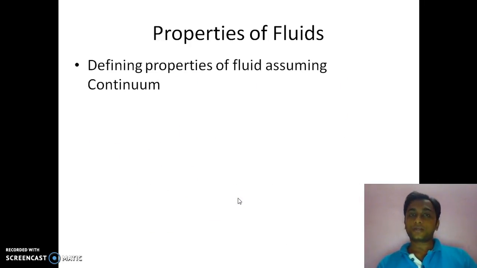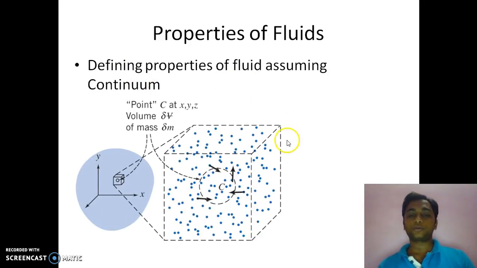Now as we understood what exactly continuum means, which is nothing but a hypothetical continuous substance, with the use of this continuum concept we are going to define the properties of fluid. So what properties are we going to define? We have seen about density. Now let us consider a fluid system. We have a very small element that we have selected from this. This small element is exaggerated. The position of this element is signified by x, y, z. This point is known as point C.